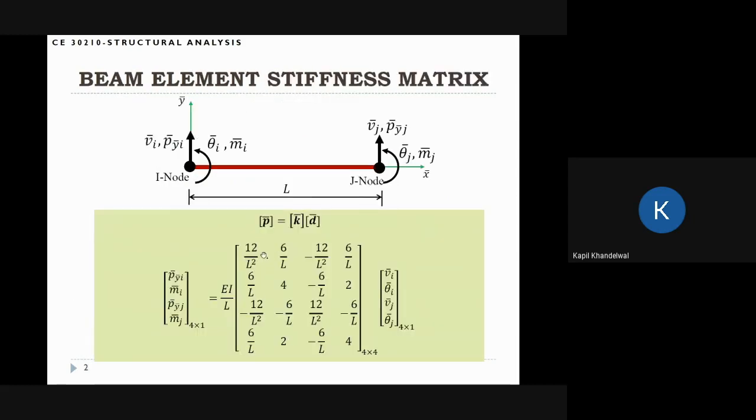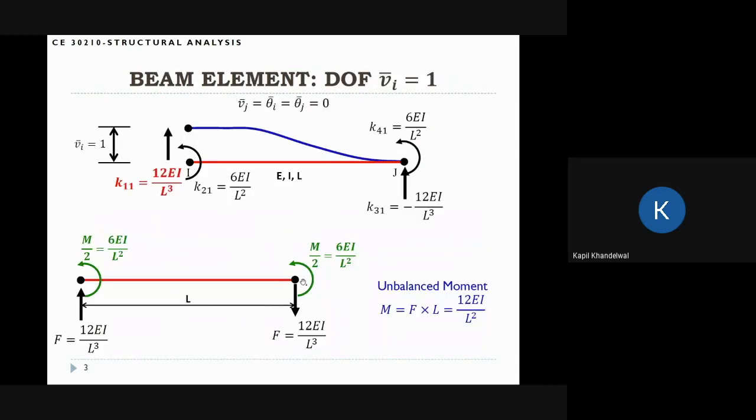So you can see that it's 12 EI by L cubed, 6 EI by L squared, and then minus 12 EI by L cubed and 6 EI by L squared. So these are the 4 stiffness coefficients. And remember that to get all these numbers, we have to remember just one number, and the other entries come from equilibrium, okay? So this is how we can find the stiffness coefficients in the first column. And it also gives us some physical intuition of what these numbers mean.